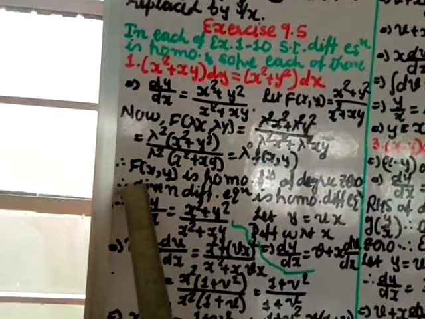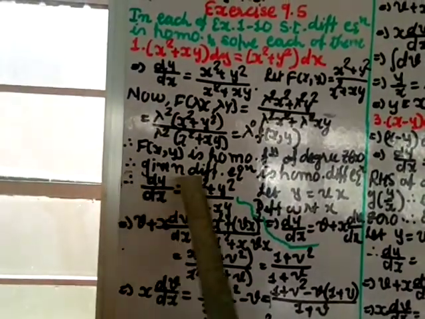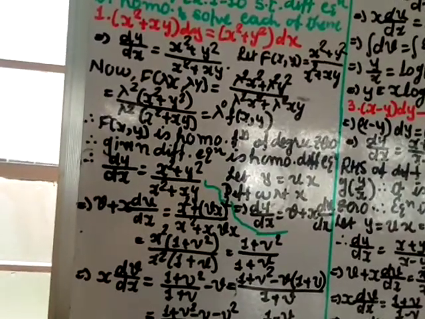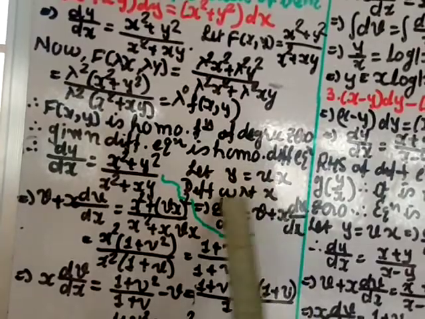So we can say that therefore f of xy is a homogeneous function of degree 0, and therefore the given differential equation is a homogeneous differential equation. Now we have to solve this. So the first step is taking y is equal to vx. Then you take y is equal to vx and differentiate with respect to x.